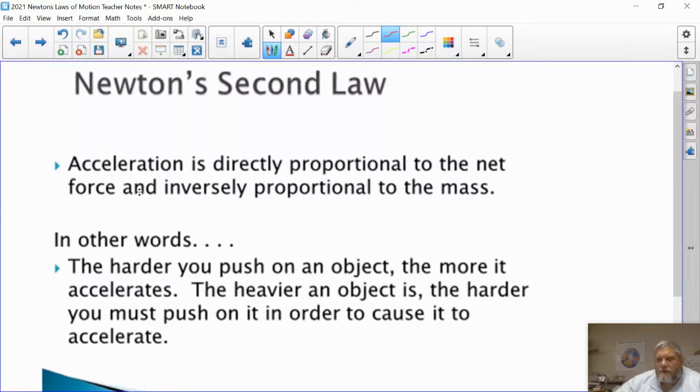So in other words, the harder you push on an object, the more it accelerates. The heavier an object is, the more massive an object is, the harder you must push it in order to cause it to accelerate.